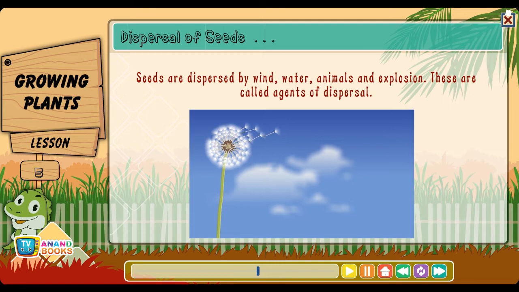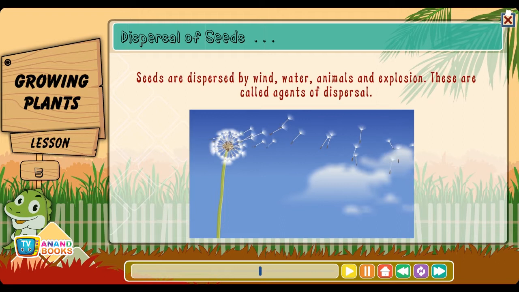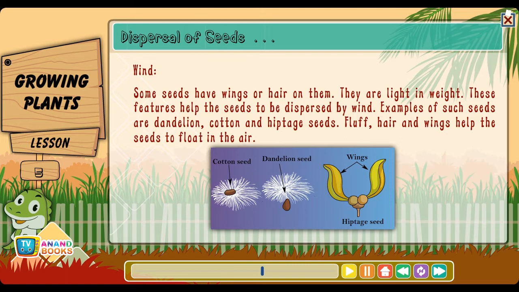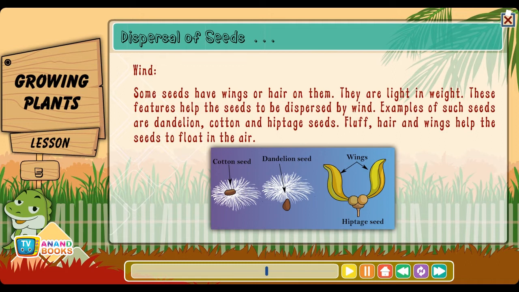Seeds are dispersed by wind, water, animals, and explosion. These are called agents of dispersal. Wind. Some seeds have wings or hair on them. They are light in weight. These features help the seeds to be dispersed by wind. Examples of such seeds are dandelion, cotton, and hiptage seeds.